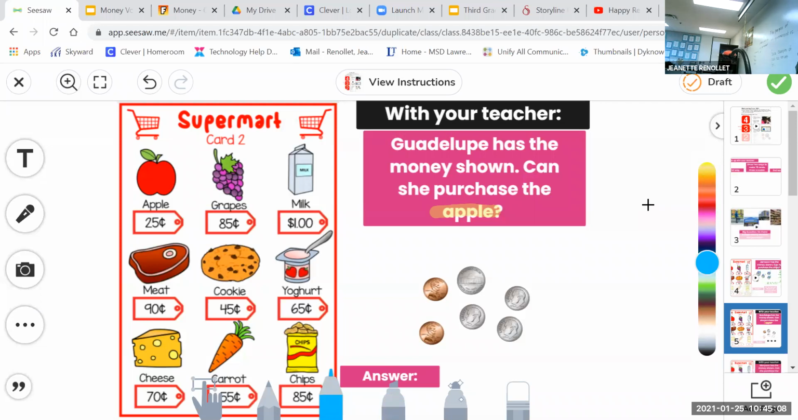Today I'm looking for friends who are following directions, earning their recess time. Mask on, working at level 0.